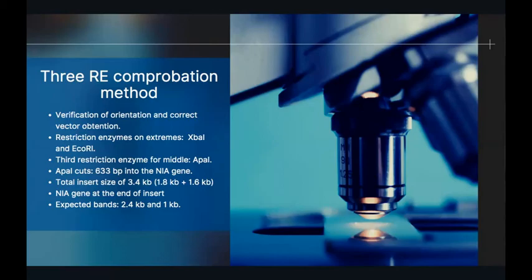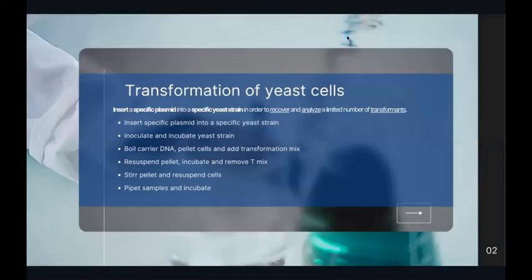from our 3 cuts. Now I'm going to explain the last part of the methodology, which is the transformation of yeast cells to insert a specific plasmid into a specific G strain in order to recover and analyze a limited number of transformants. For this part, a YPAD medium will be used to inoculate and incubate the yeast strain. Then, boiling the carrier DNA to denature it and pelleting the cells in a microcentrifuge. After that, we're going to add transformation mix, which will help with the resuspension of the pellet.